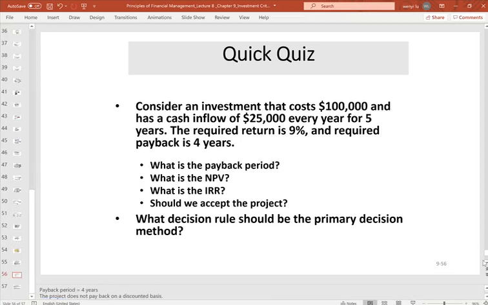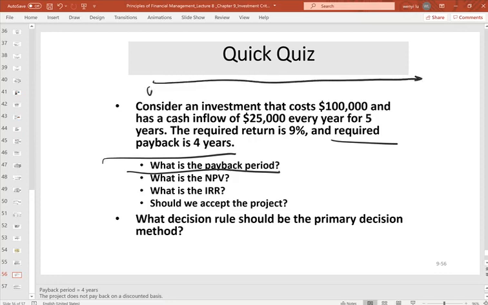Let's do some practice. For example, consider an investment that will cost $100,000 and also has a cash inflow of $25,000 every year for 5 years. The required rate of return is 9%. The management required payback is 4 years. What is the payback period? You can see here.